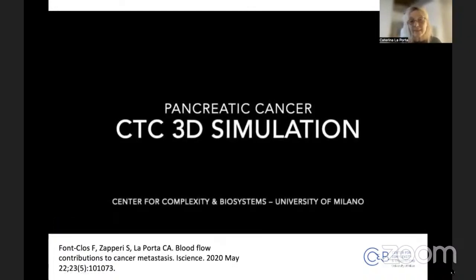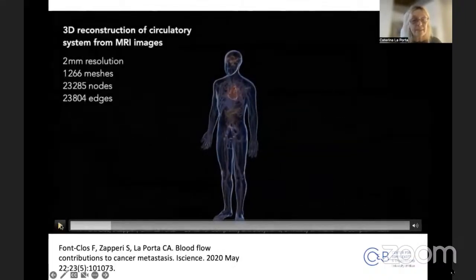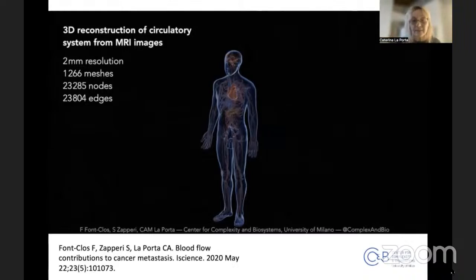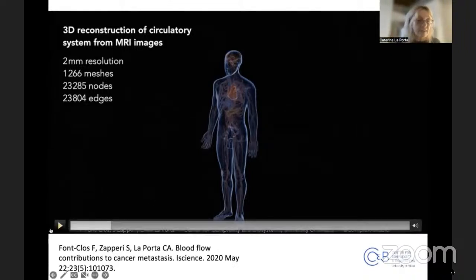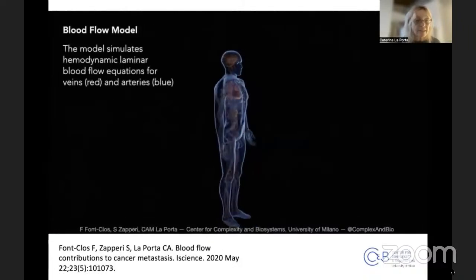What we did, as I show you now in this video, is a 3D simulation. I'm showing the pancreatic cancer, but we did the same for many different primary tumors, so this is just an example. We did a 3D reconstruction of the circulatory system using MRI images. We completely reconstructed the structures, which means that we now have a humanoid that recapitulates human structures.